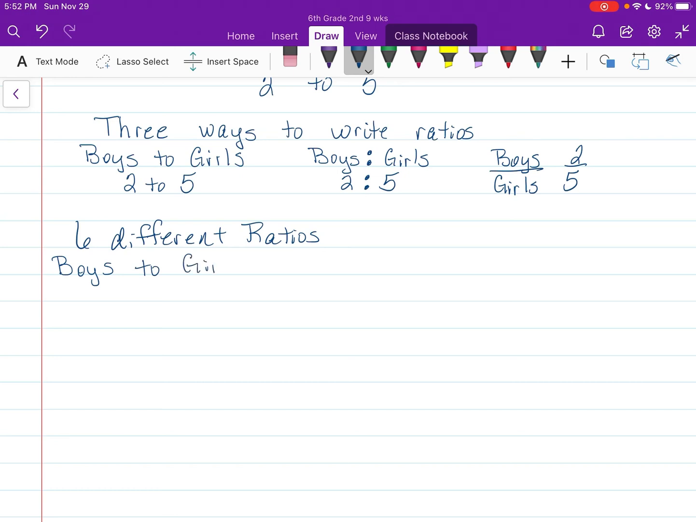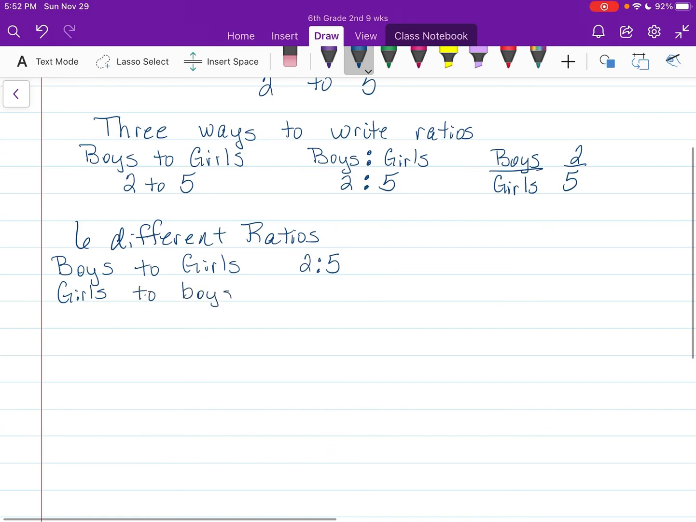Okay, so let's start with the boys to girls ratio, the one that we started with, that is 2 to 5. We can flip that, and if we had written it in fraction form and we flip the numerator and the denominator, do you remember what we call that? Yeah, we call it the reciprocal. Okay, so the girls to boys ratio would be the number of girls compared to the number of boys.